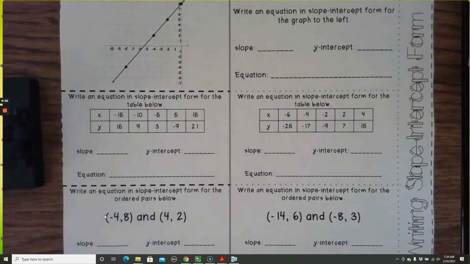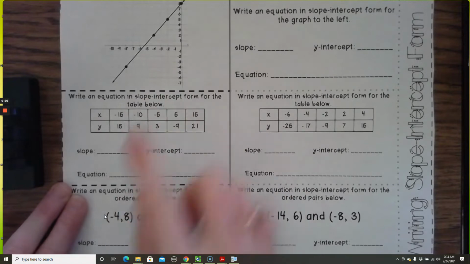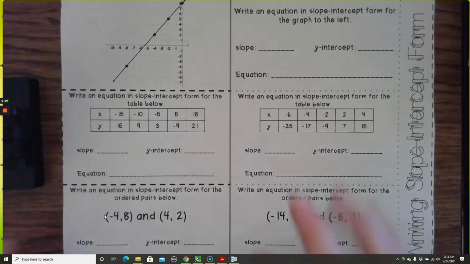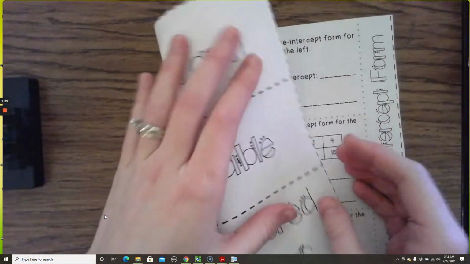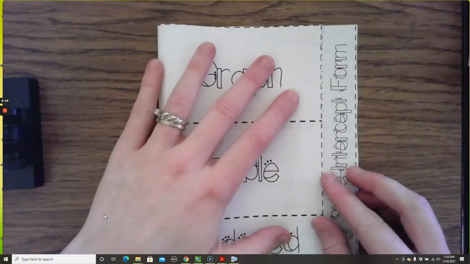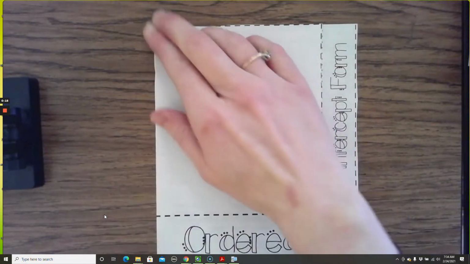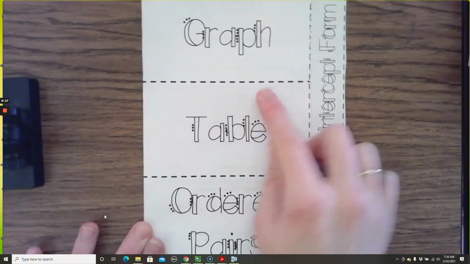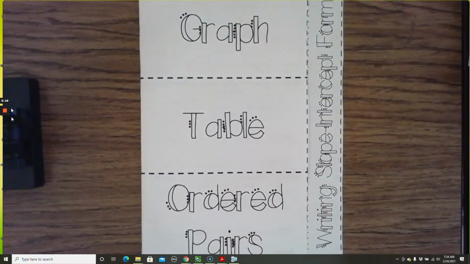This video is for the writing slope intercept form foldable. To put this one together, you're going to cut on these large dash lines. Sometimes it's easier though if you fold first, so you can fold this flap over to the dotted lines. And then you can go ahead and cut your separate tabs apart.